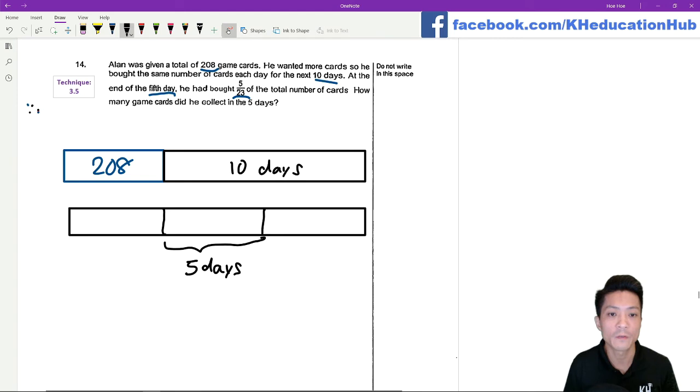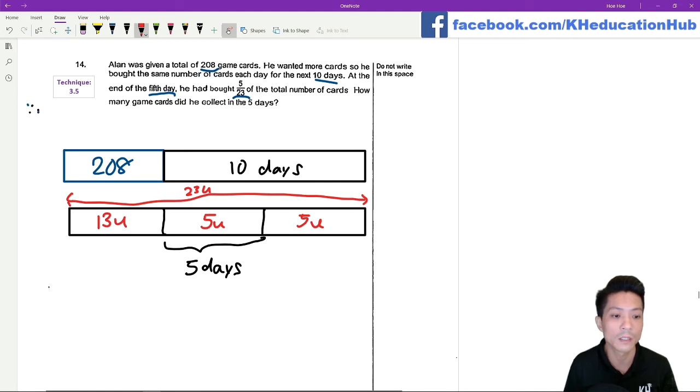Okay, he had bought 5/23 of the total, which means that this is 5 units, and this would be 23 units. Since this is 5 days, this would also be 5 days, which is 5 units, which means that the 208 would be 13 units. How many game cards did he collect in 5 days?